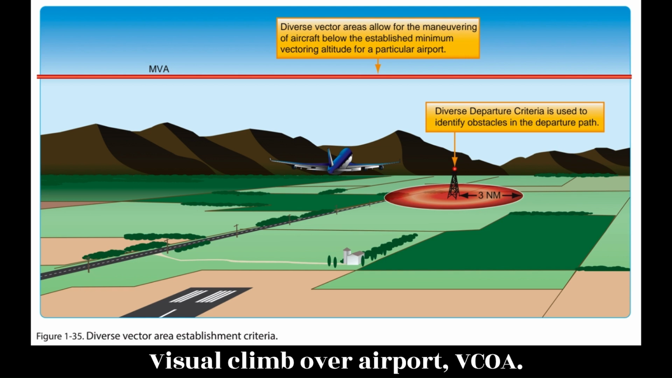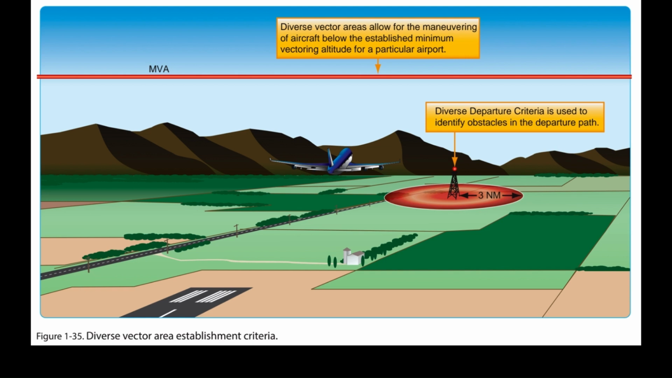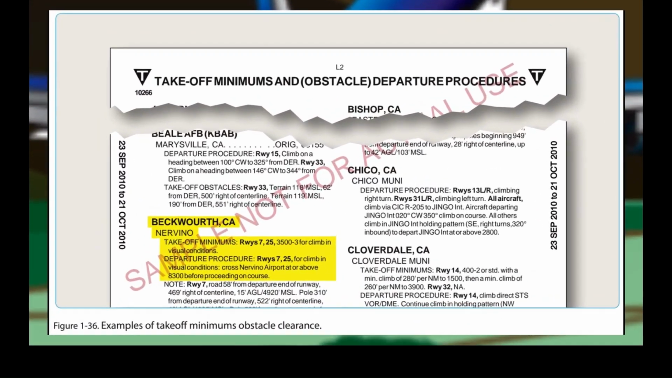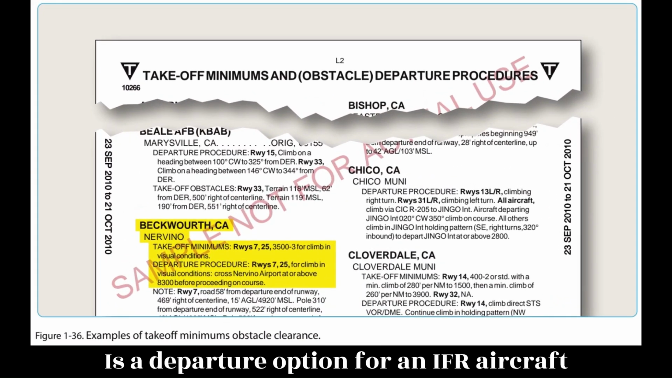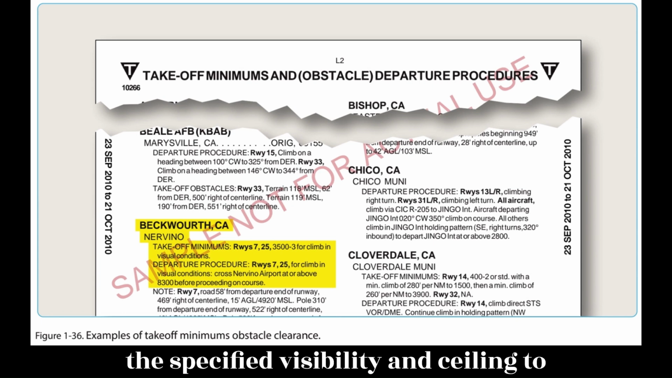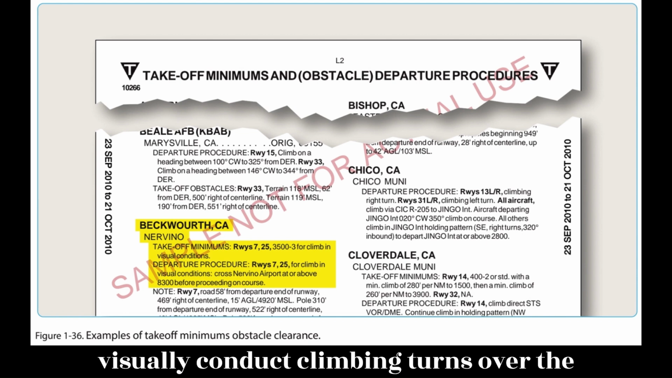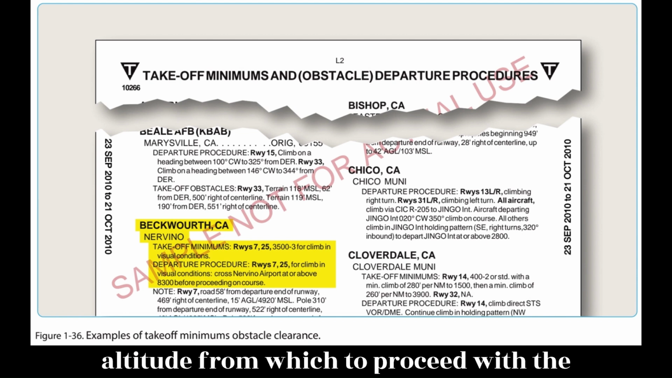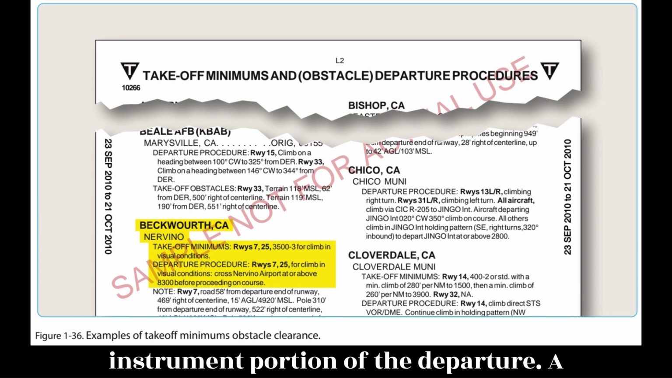Visual climb over airport, VCOA. A visual climb over airport, VCOA, is a departure option for an IFR aircraft operating in VMC equal to or greater than the specified visibility and ceiling to visually conduct climbing turns over the airport to the published climb to altitude from which to proceed with the instrument portion of the departure.